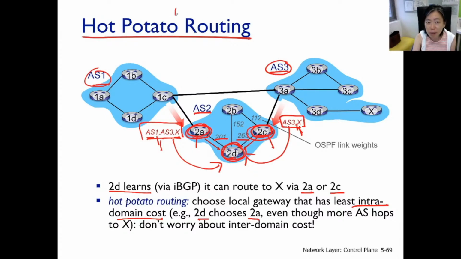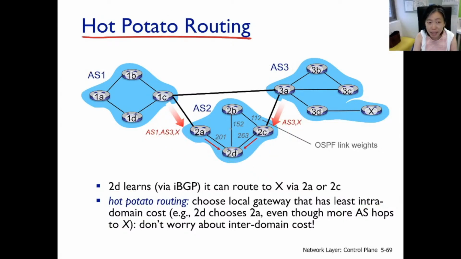This is also very well known as hot potato routing. Allow me to explain. So 2D is this guy holding a hot potato. The packets are almost like these hot potatoes, and 2D can't wait to get rid of these packets. So 2D wants to be able to pass the hot potatoes, the packets, as soon as possible. Therefore, it picks this poor guy here, 2A, to throw all the hot potatoes over. The distance is shorter.